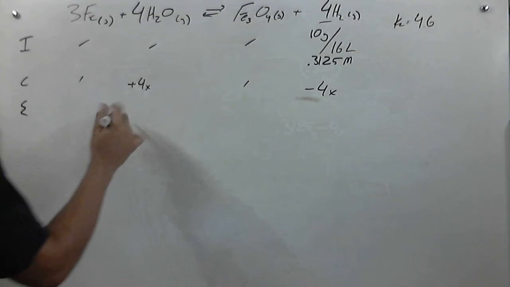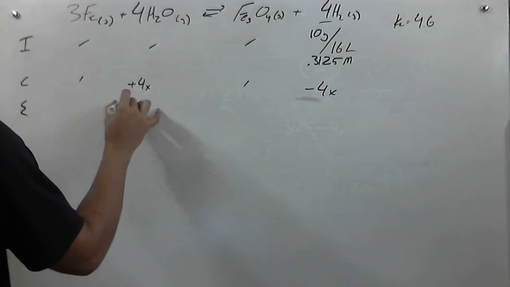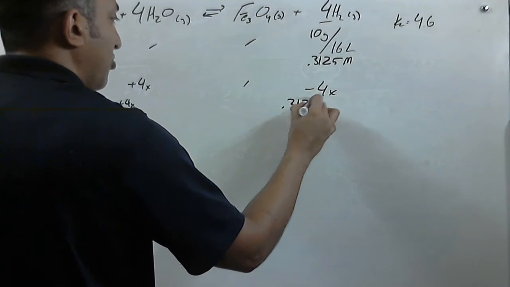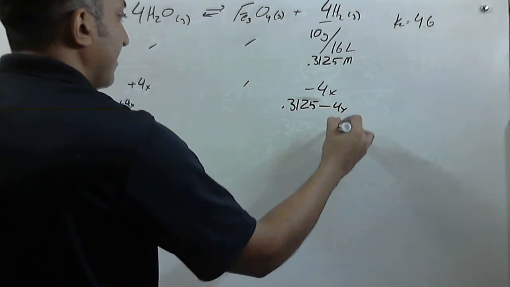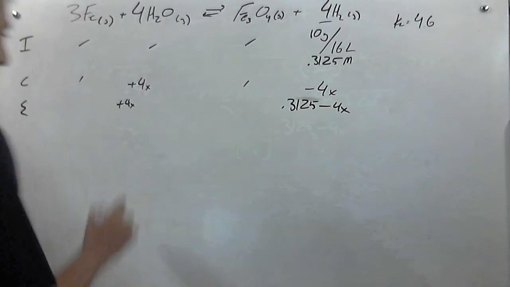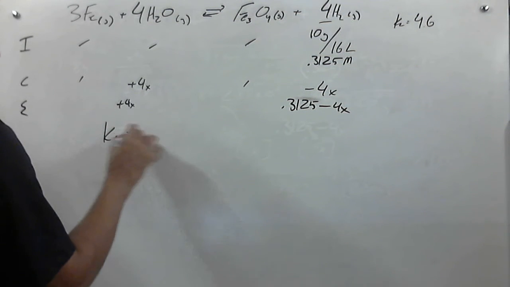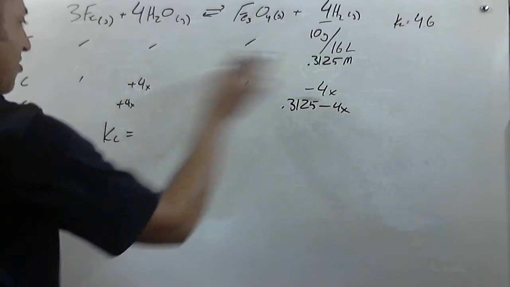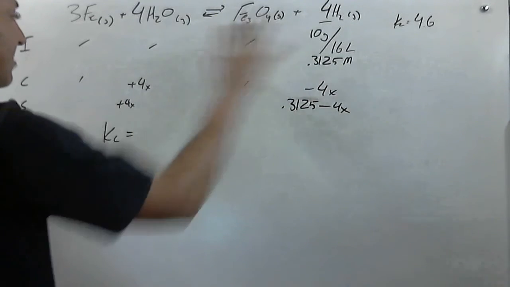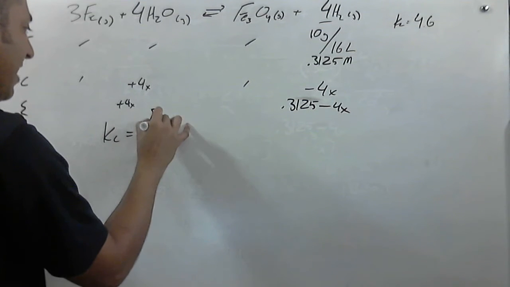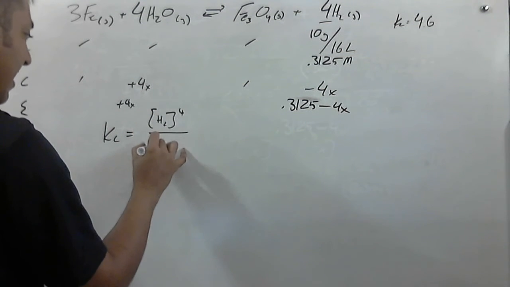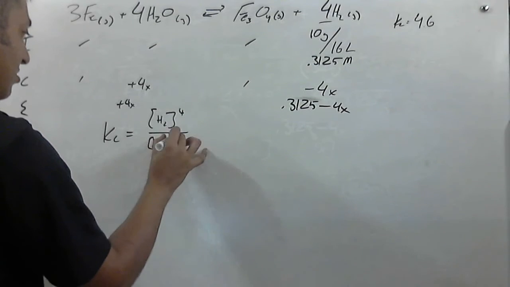Let's go ahead and make our equilibrium line. So plus 4x, our equilibrium line will be 0.3125 minus 4x. So let's go ahead and set up our Kc equation. Kc equals products over reactants. I don't care if I start over here or over here, this side's going to be over this side. So let's put H2 to the 4 over H2O to the 4.